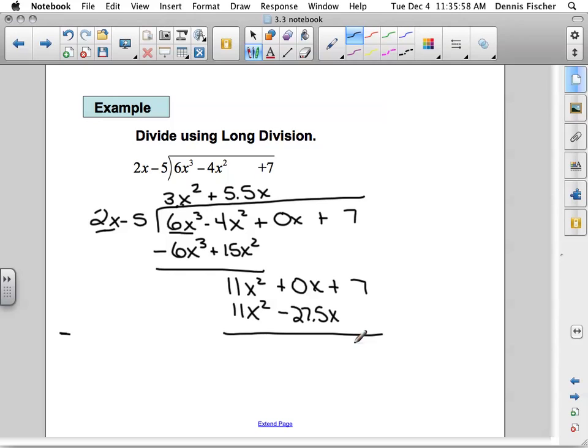Okay. Now we change the signs. 11x squared minus 11x squared is 0. Gabe has that down to a T. 27.5 times x plus 7. Now comes the hard part. 2x times what will give me 27.5x?